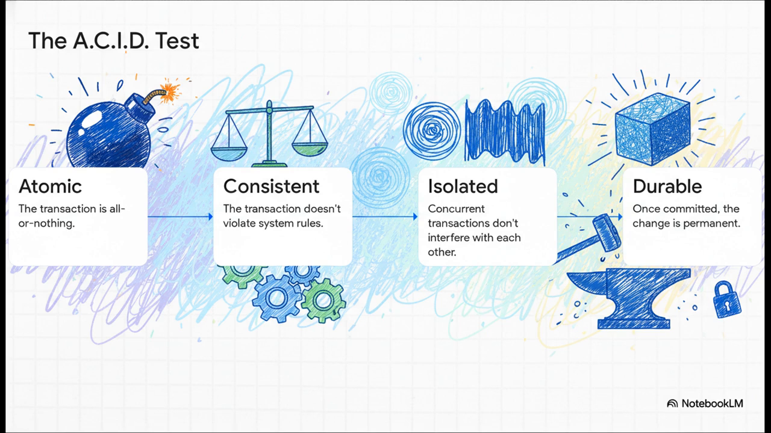A is for atomic, it's all or nothing. C is for consistent, it can't break the rules. I is for isolated, one transaction can't interfere with another. And D is for durable. Once it's done, it's permanent, no takebacks.